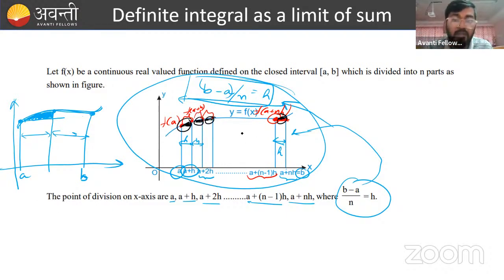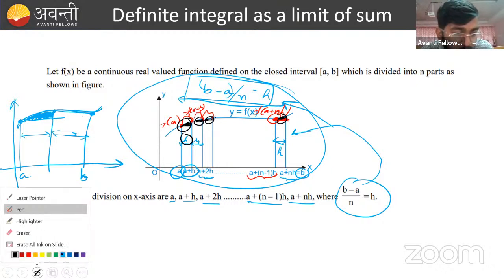And hence what we say is that if I had an infinite number of rectangles, the breadth h would have been so low that the area which comes in this error part would have been infinitesimally small, and we could have neglected that, correct? So this is the point that we need to consider.